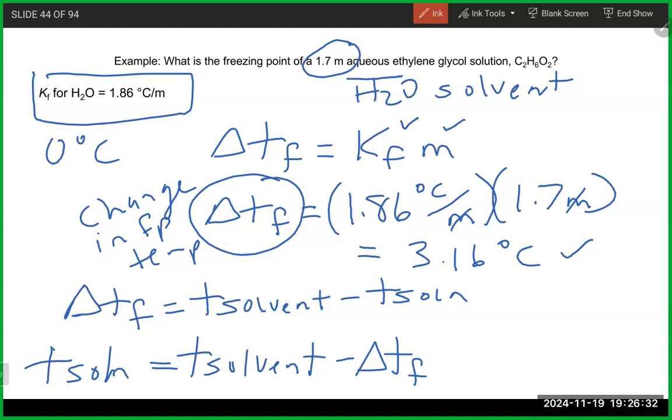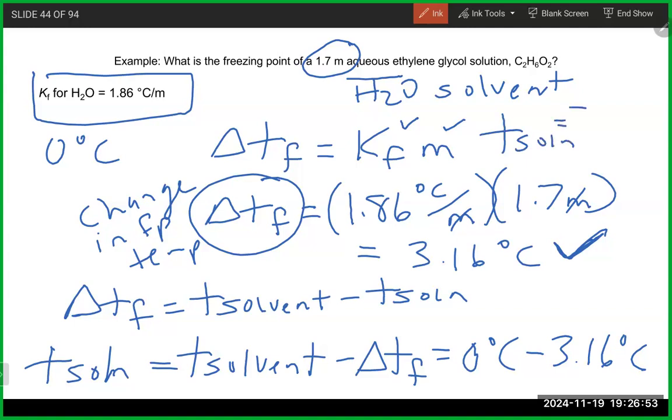So in this case, water normally freezes at 0 degrees Celsius minus our change in freezing point temperature that we just calculated, which is 3.16 degrees Celsius. This will give us a temperature for the solution of negative 3.16 degrees Celsius. And that is the answer we're looking for. Remember, it is freezing point depression, which means by putting this ethylene glycol into water, instead of our water freezing at 0 degrees, it's actually going to freeze lower. It's going to freeze at negative 3.16 degrees Celsius.